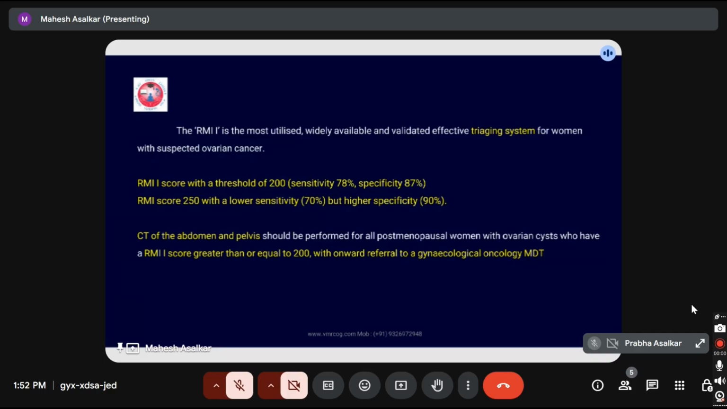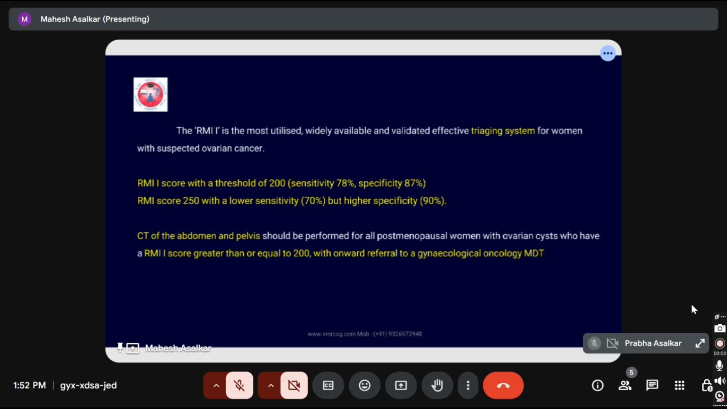So with a cutoff of 200, 78% is the sensitivity and specificity is 87%. However, when you increase the cutoff of the RMI score to 250, what will happen? Sensitivity will come down, but the specificity will increase. Sensitivity will come down to 70%, but the specificity will increase to almost 90%. So there are two cutoffs, 200 and 250. Which cutoff is to be used, we will see somewhere midway in the lecture. But remember, for cutoff 200, the sensitivity is 78% and specificity is 87%.